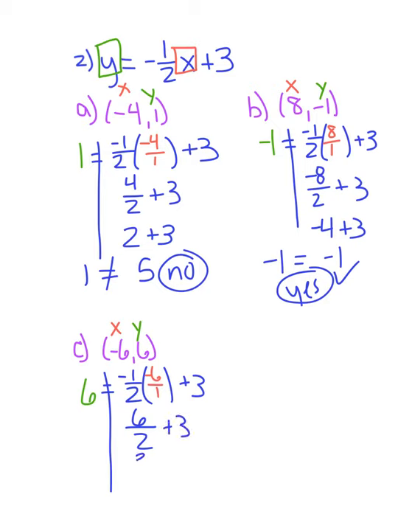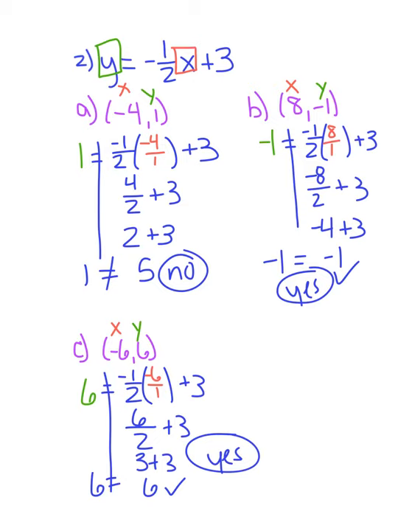6 divided by 2 is 3. 3 plus 3 is 6. So 6 equals 6 is true. That means the point negative 6, 6 is a solution to y equals negative 1/2 x plus 3. It is a point on the line.